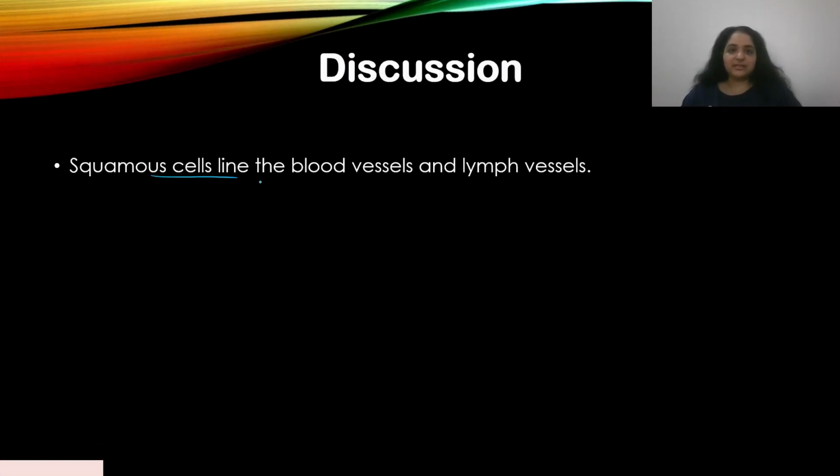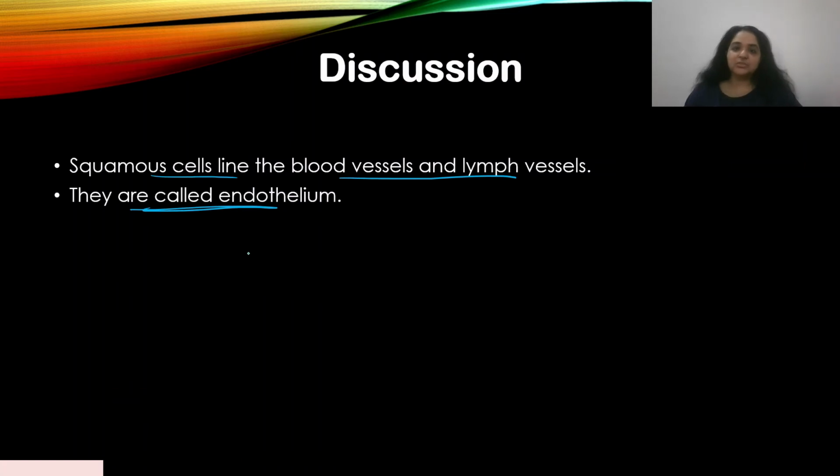So squamous cells line the blood vessels and lymph vessels. They are also known as endothelium. Yeah, they are called endothelium. So that's the name given to the cells that line the blood vessels and lymph vessels. They're called endothelium.